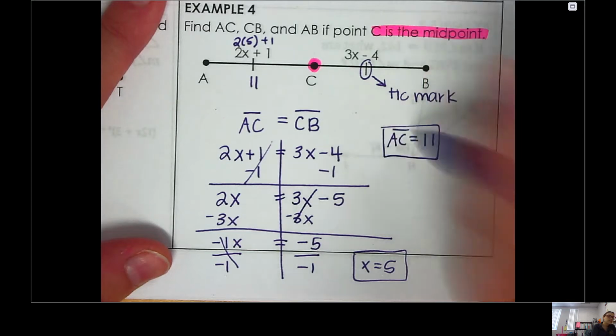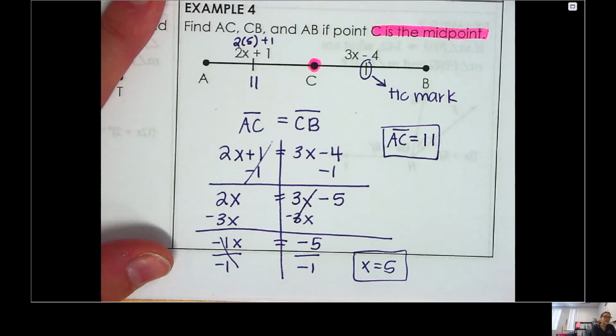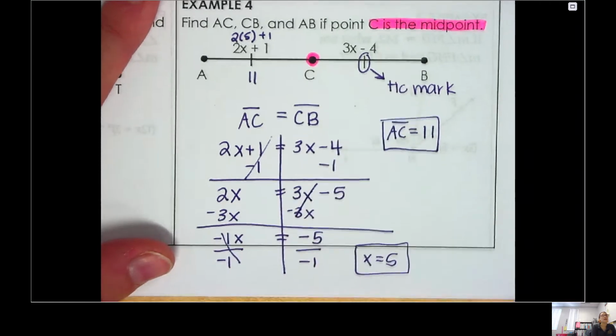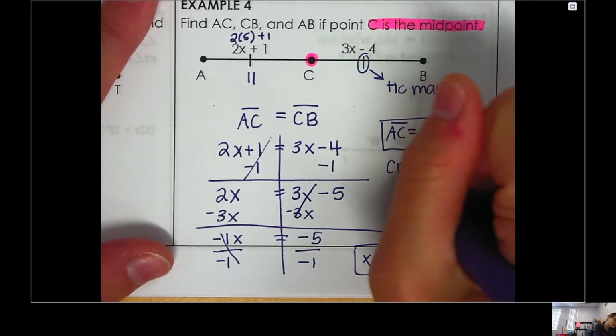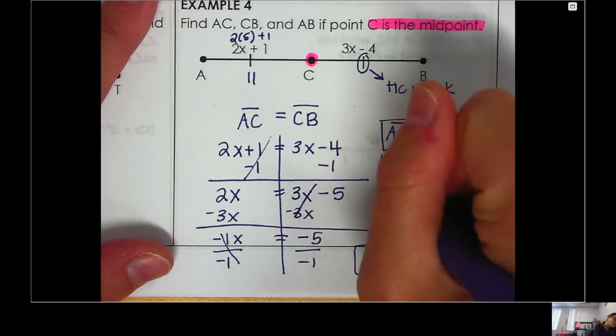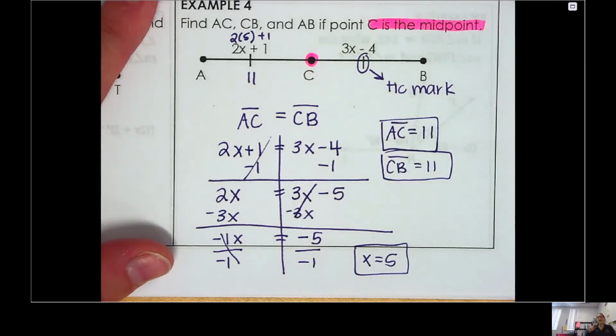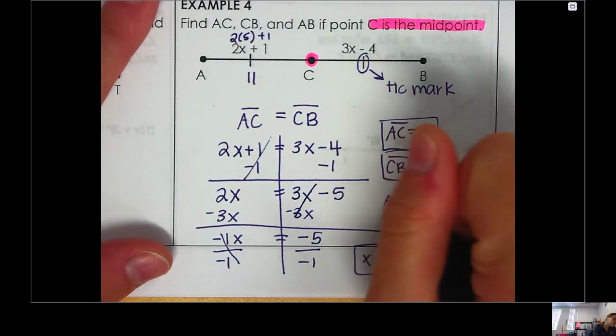Beautiful. What does that mean without doing any math? That CB has to be 11 as well. And then what would the whole AB be? 22, exactly. Just add the two together.